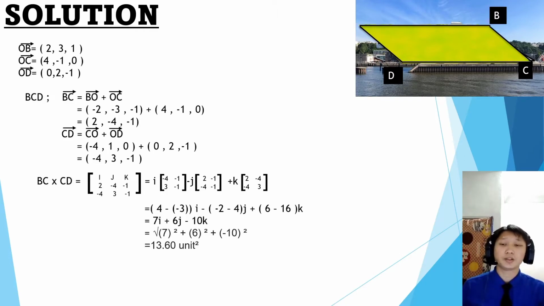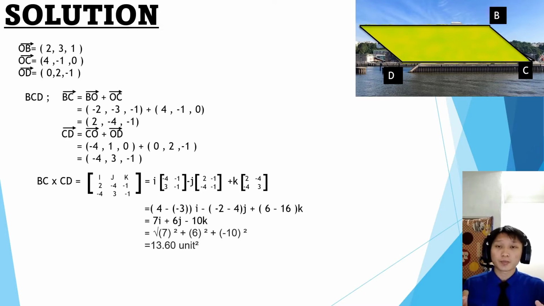As you already see in these slides, it is given that OB equals 2, 3, 1, OC equals 4, -1, 0, and OD is 0, 2 and -1. The question is to find the area of the building BCD. So for BCD, you need to break it into BC and CD.